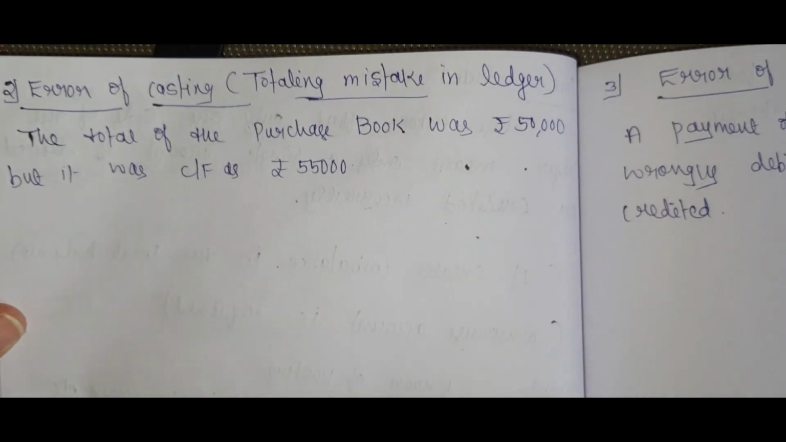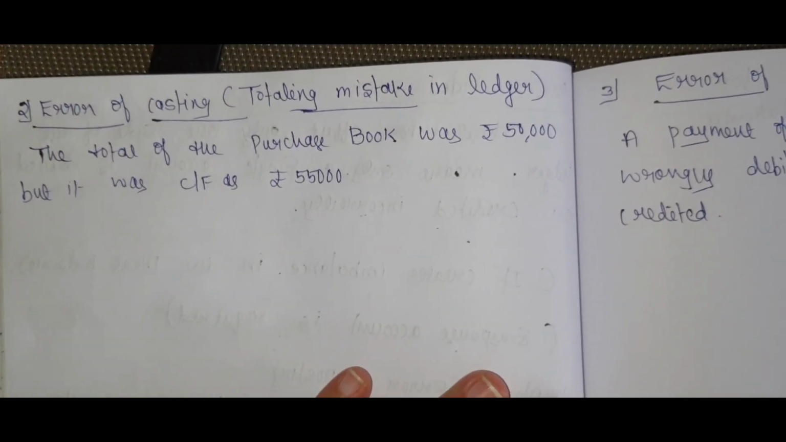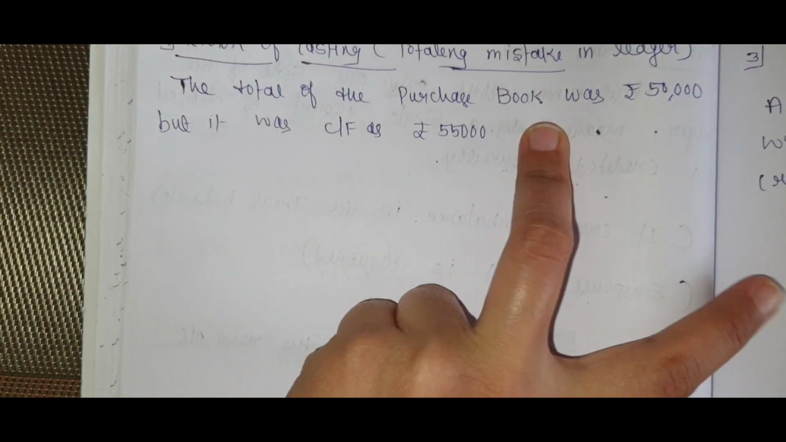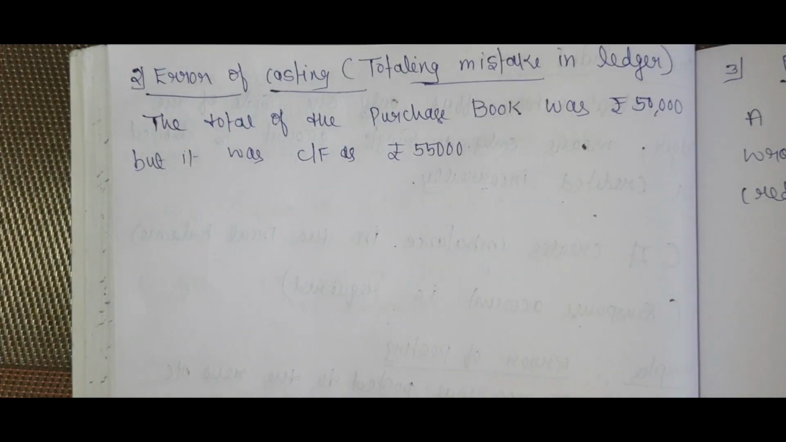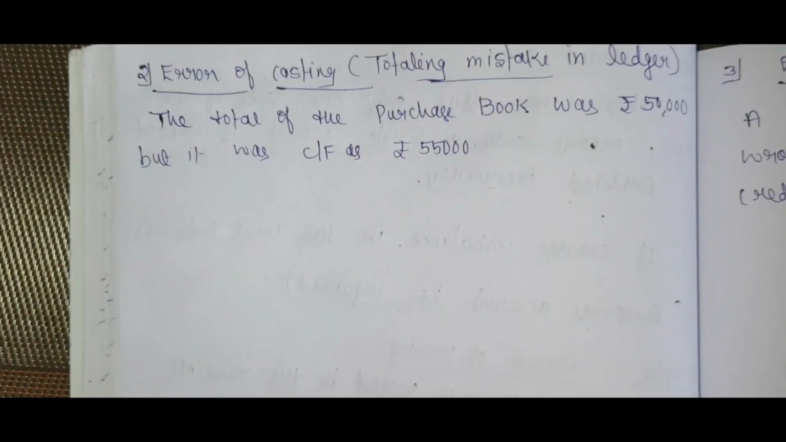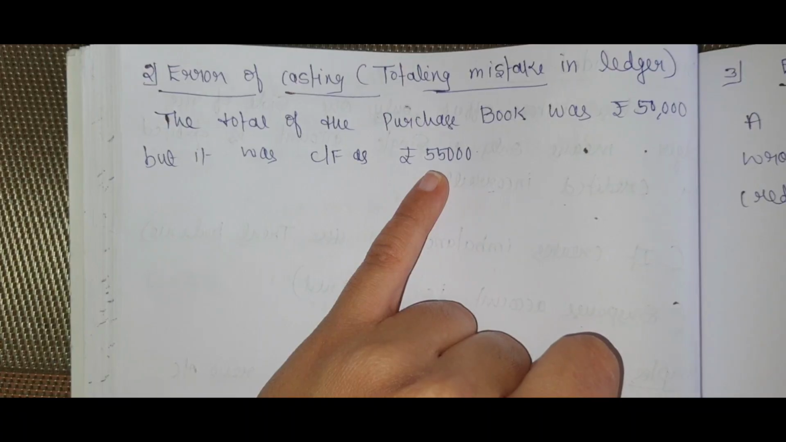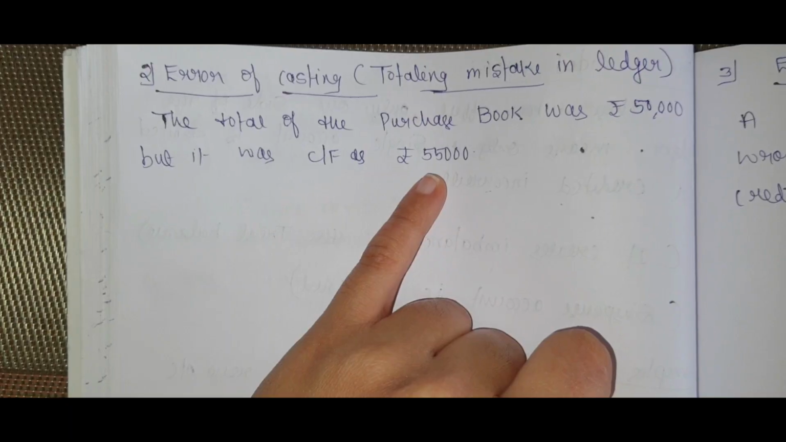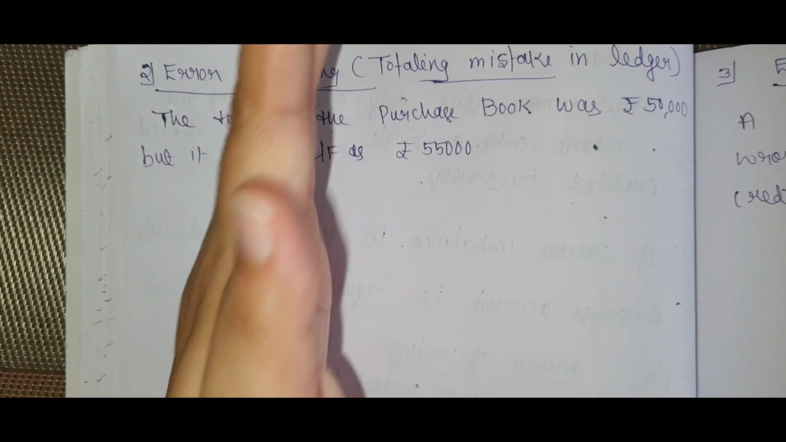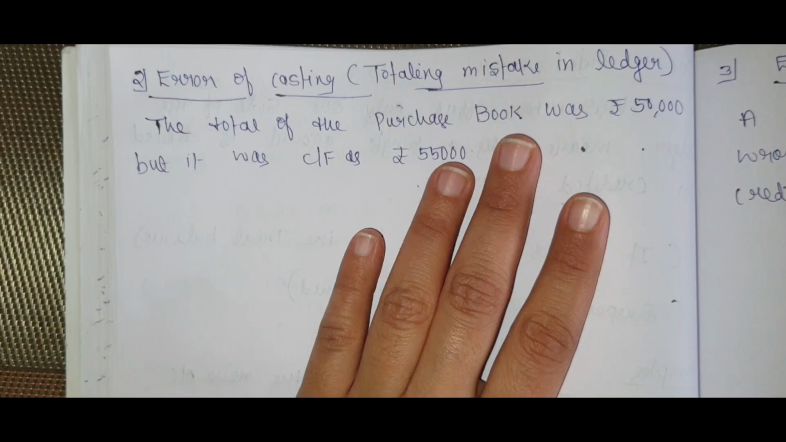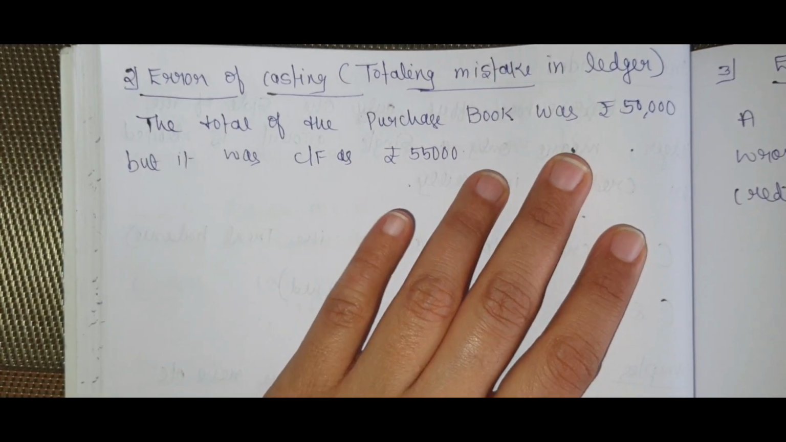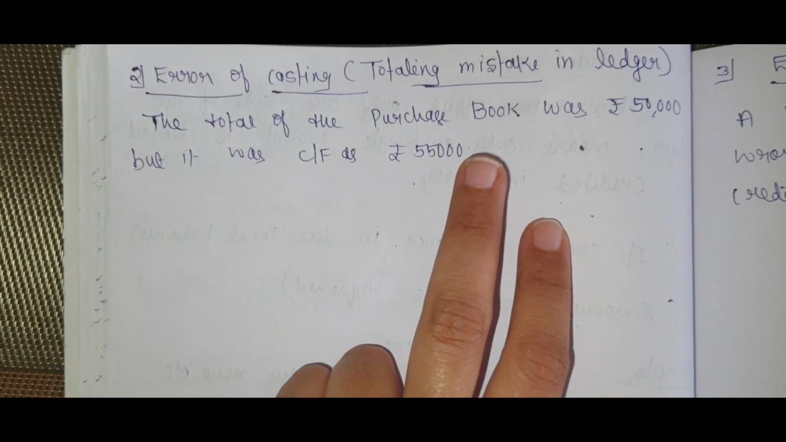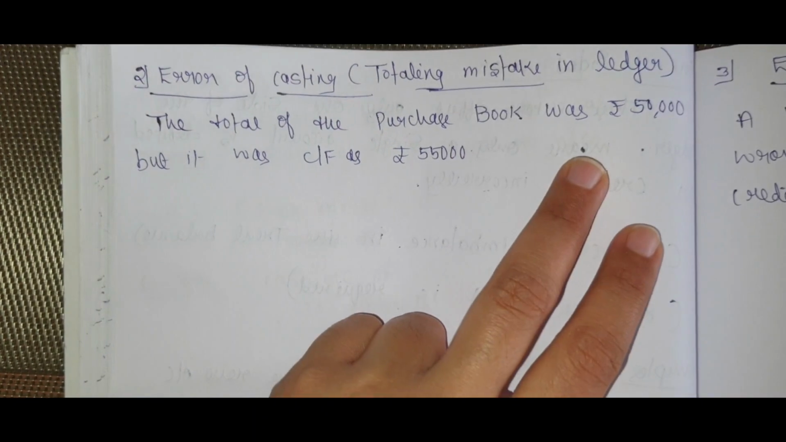Here, error of casting means totaling mistakes in the ledger. See the example. The total of the purchase book was rupees 50,000, but it was carried forward as rupees 55,000. It means overstated by rupees 5,000. So the purchase account here was overstated by rupees 5,000.